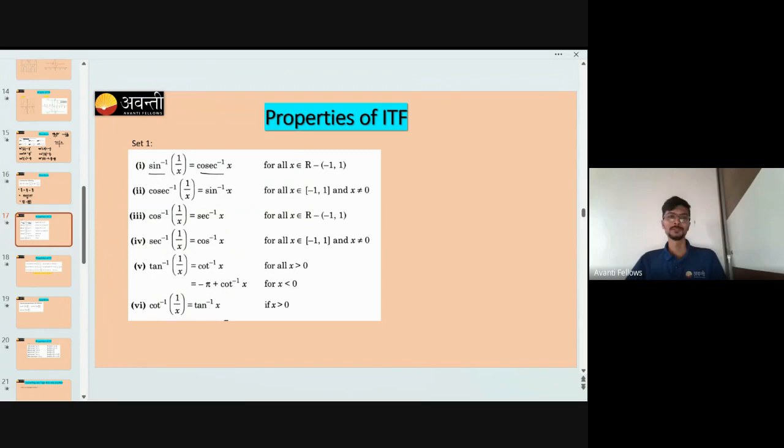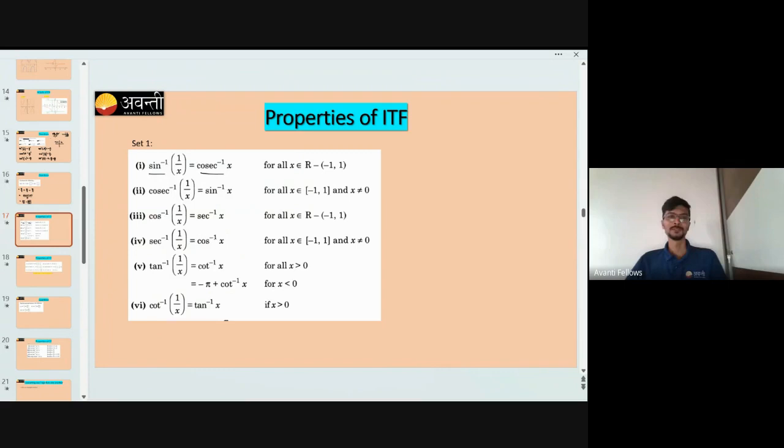Now let me clear one thing. Since we are talking of reciprocals, we only get three pairs: sine inverse and cosec inverse is one pair, second is cos inverse and sec inverse, and third is tan inverse and cot inverse. Same for cos and sec: cos inverse of some value is equal to sec inverse of the reciprocal of that value. Similarly, sec inverse of some value is equal to cos inverse of the reciprocal of that value.